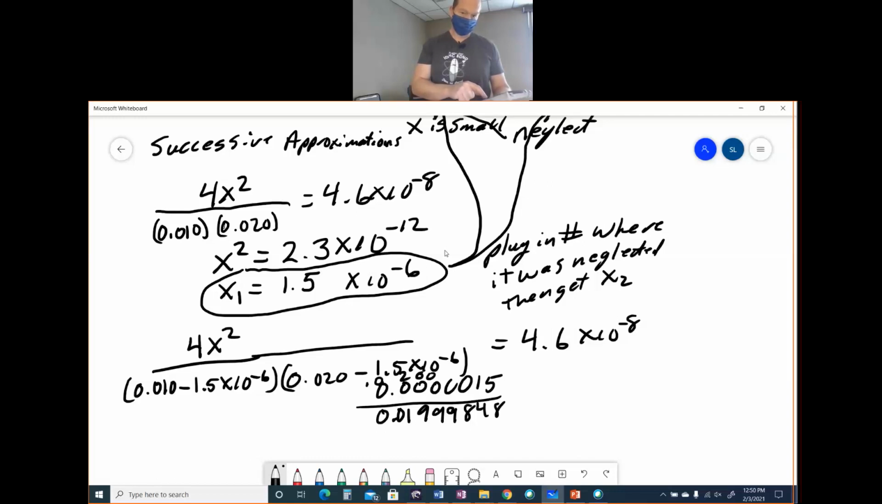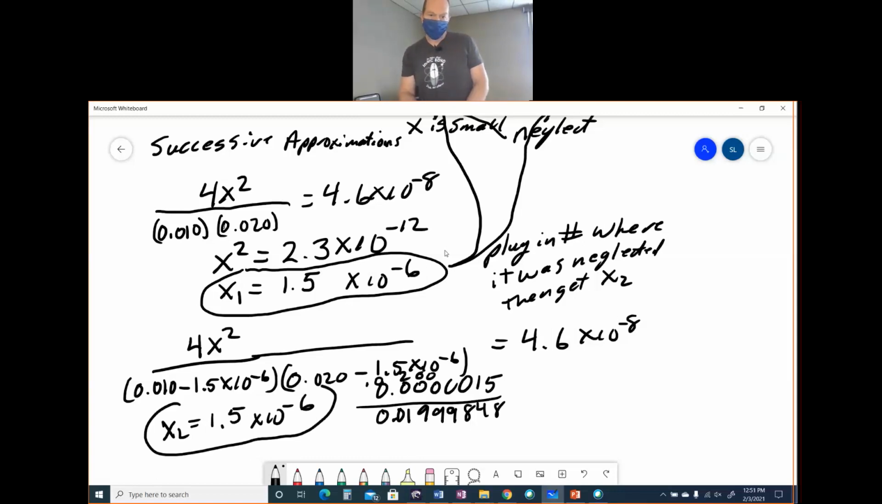0.01 minus 0.5. All right, take the square root of that, and you get for x2, 1.5 times 10 to the minus 6. So when you get the same answer twice, then that is the final answer.